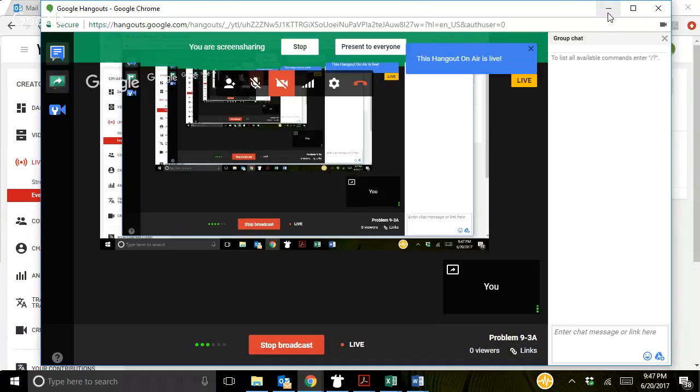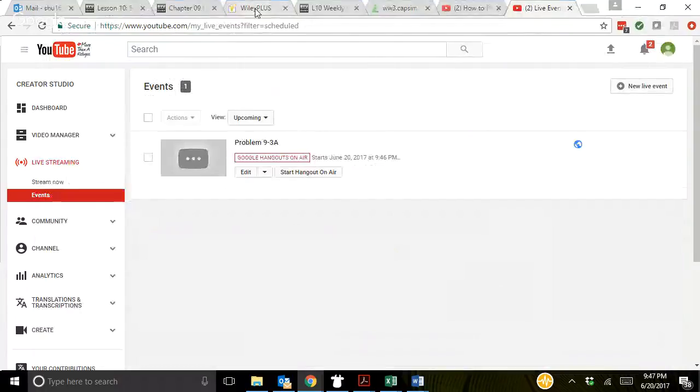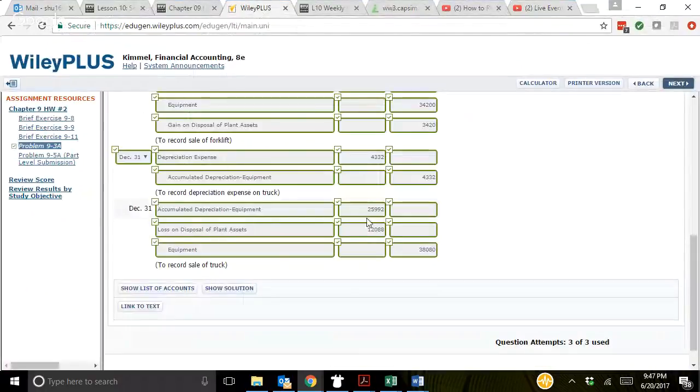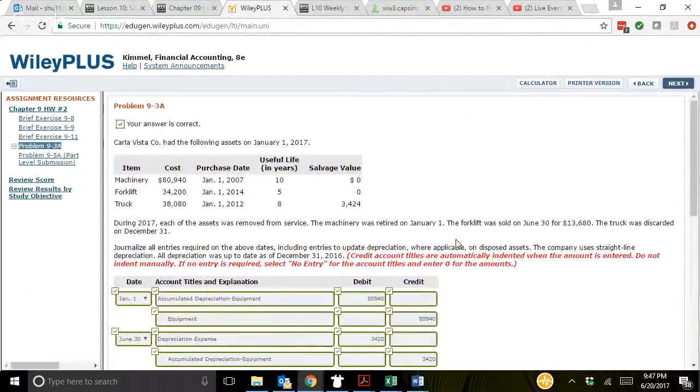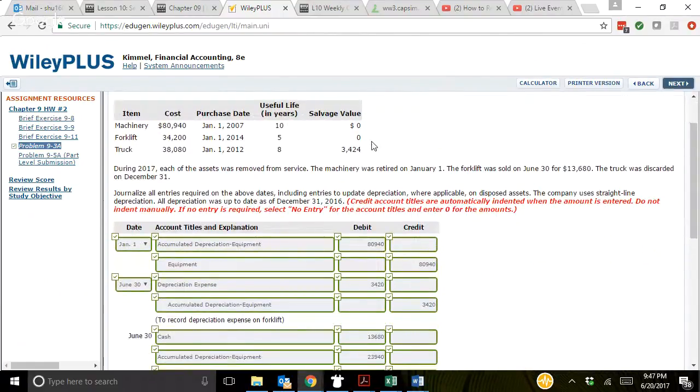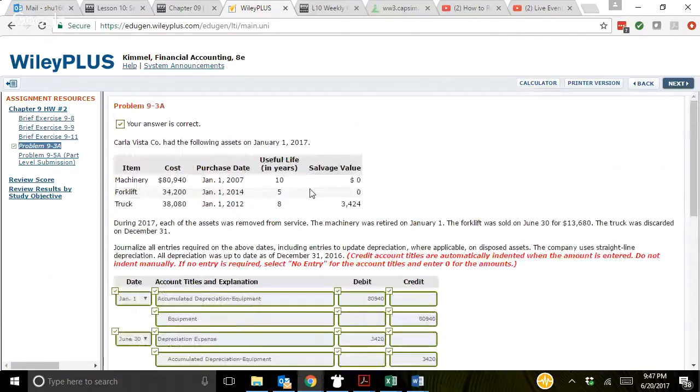All right, guys, we are doing another problem here from our accounting 201. This is for chapter 9, problem 9-3A, which is from homework 2. What we have is we're trying to figure out how to enter the depreciation and sale of certain assets.